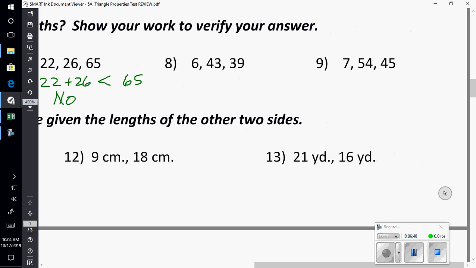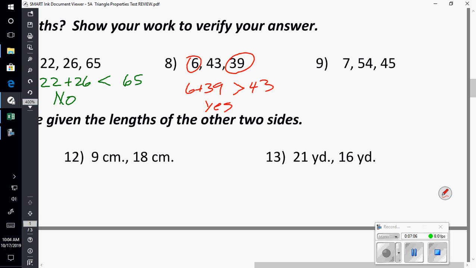Number 8 is a little bit different order. 6 and 39 are your two smallest sides. 6 plus 39, that's 45. 45 is greater than 43, so this would make a triangle.